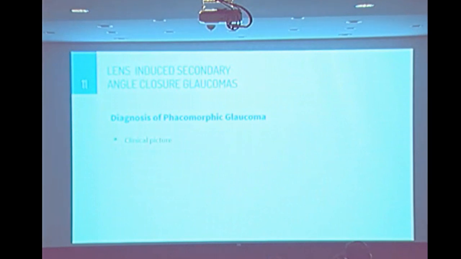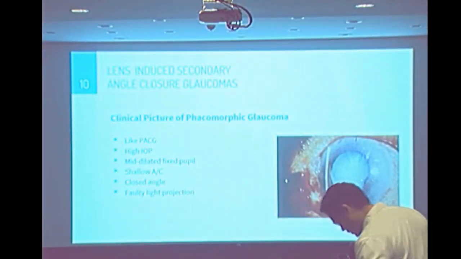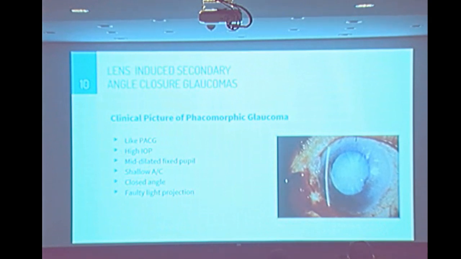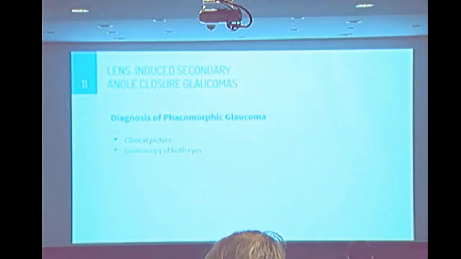So as we said, gonioscopy of both eyes is very important. Ultrasonography is extremely important. In the clinical picture, the high IOP, shallow AC, closed angle, even in myopic eyes, if they develop phacomorphic glaucoma, due to the pupillary block you will see a shallow AC. So when you make the diagnosis of phacomorphic glaucoma, the clinical picture and the gonioscopy, at least of the other eye, will be very important, but it is very straightforward, clear to diagnose on a clinical basis.